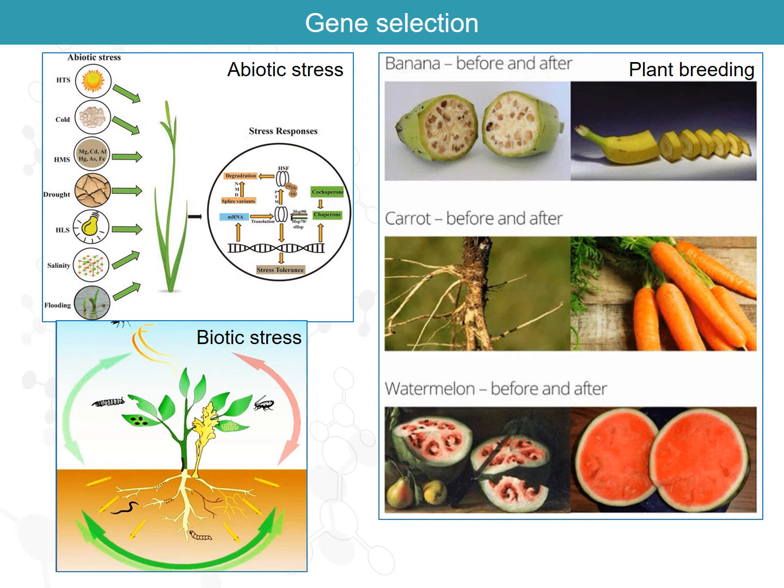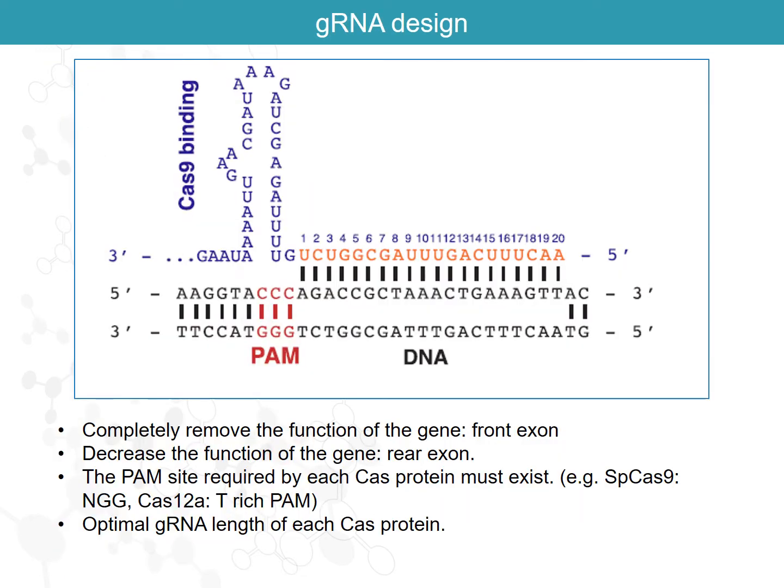First, select the target gene, such as a biotic or abiotic stress resistance gene, or a target gene for crop productivity improvement. And then design the guide RNA. When you design the guide RNA, if you want to completely remove the function of the gene, it's better to cut the front exon. And if you want to reduce the function of the gene, it's good to cut the rear exon. And the PAM site required by each Cas protein must exist. It should be designed according to the optimal guide RNA length of each Cas protein.